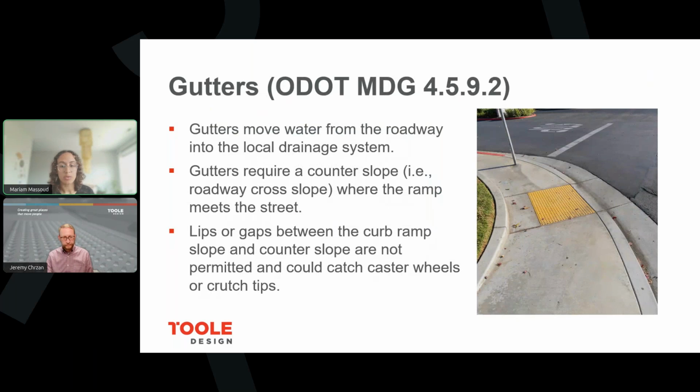And then we wanted to touch on gutters. They're not exactly a part of the curb ramp, but closely related. So the gutter is moving water away from the roadway and into the local drainage system. And it will have a slope that usually matches the roadway cross slope. And it's important that there are no lips or gaps between the ramp, the gutter, and the edge of pavement, because this could be a place where someone's wheelchair wheels or crutches get caught, and then it would be a hazard for them.